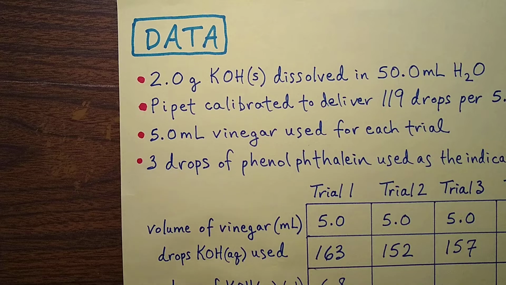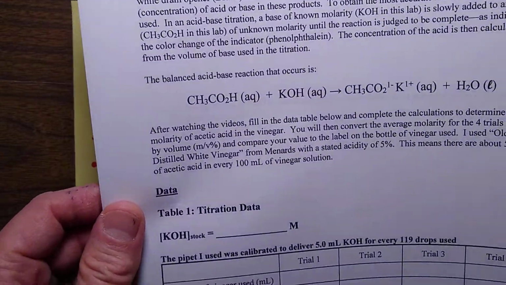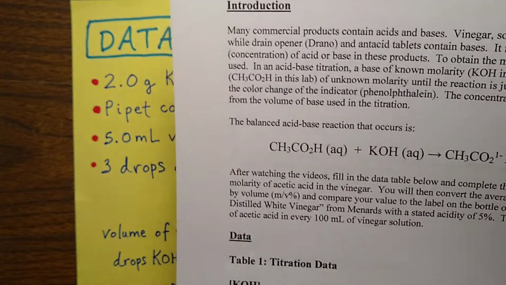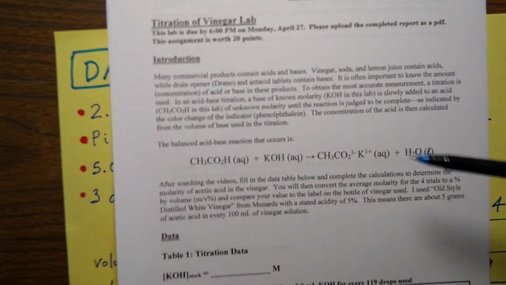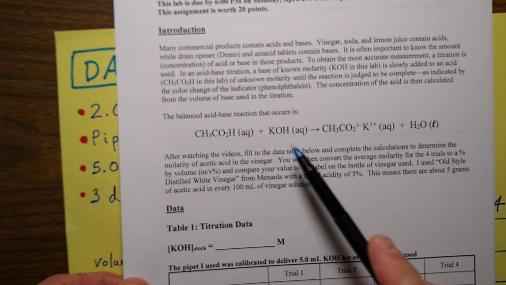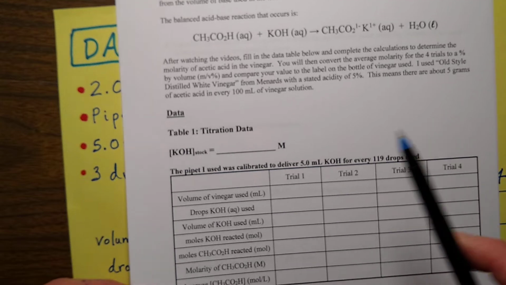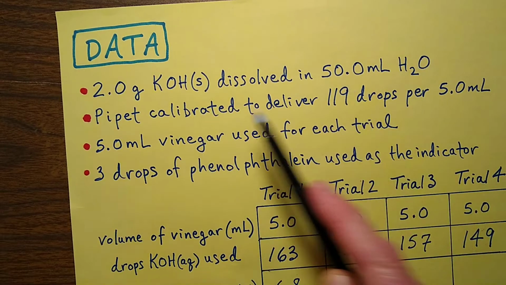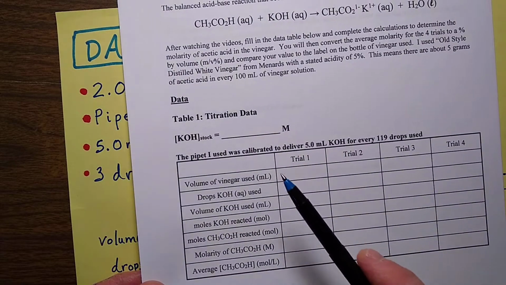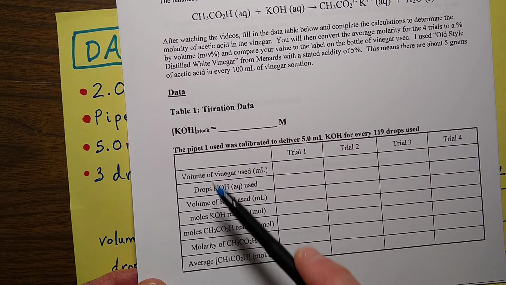It worked fine. The data that I got, this is what you're going to need to fill out this data table. So here's the lab report that I have posted on Canvas. Just read the introductory material. It's pretty brief, but here's the reaction again. It talks a little bit about why we're doing this lab. This is the number you need to calculate, so you'll get that from this data here. You'll put that number here.